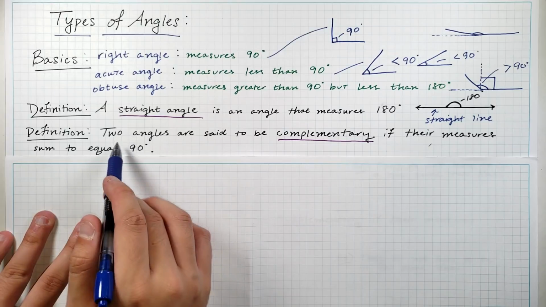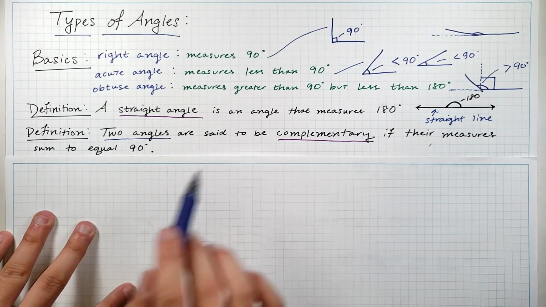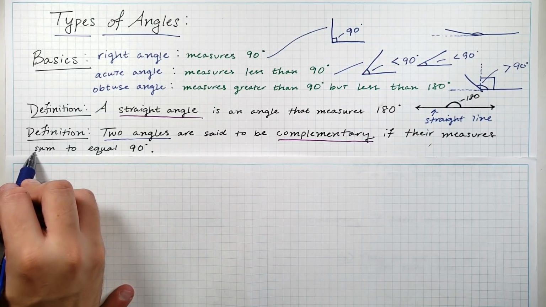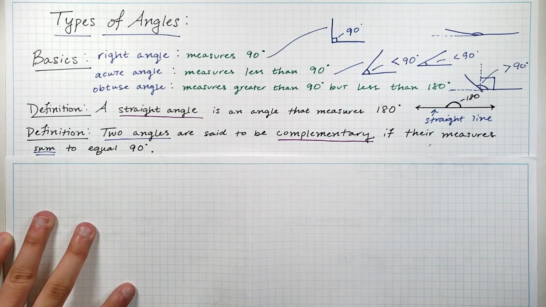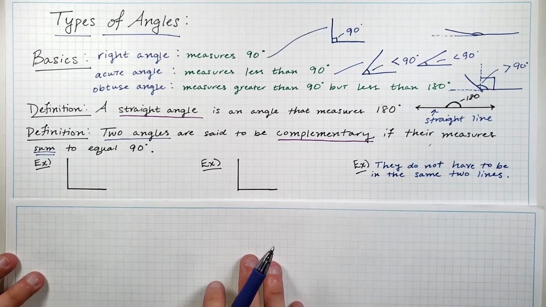Now we're looking at two angles. Okay, that's important. Two angles are said to be complementary if their measures sum, meaning add, right? So they sum to equal 90 degrees. Let's look at some examples.